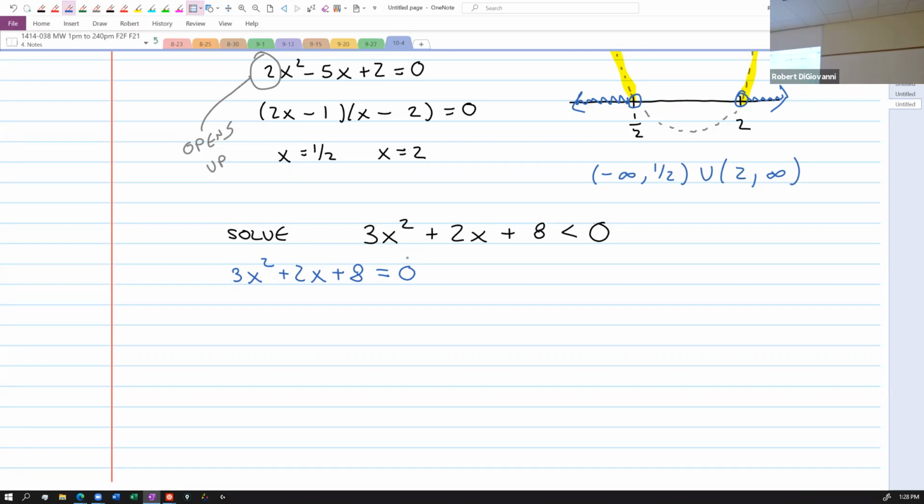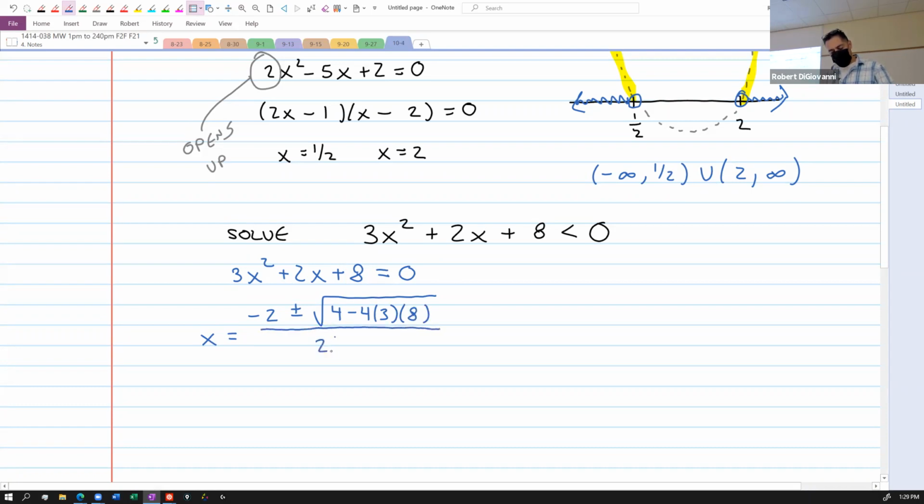The second one is kind of interesting. No questions on the first one? The second one's interesting because it does not factor. I don't think it factors. So you have to use the quadratic formula. When you use it, you'll do negative b plus or minus the square root of b squared minus 4 times a times c, all over 2 times a, 2 times 3.